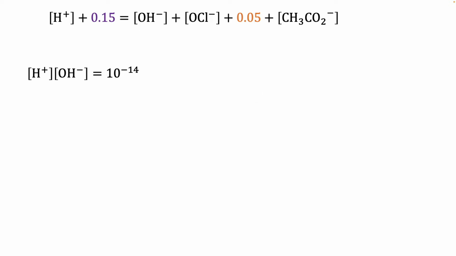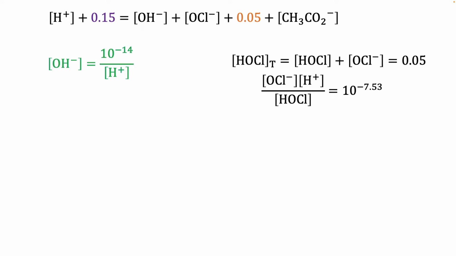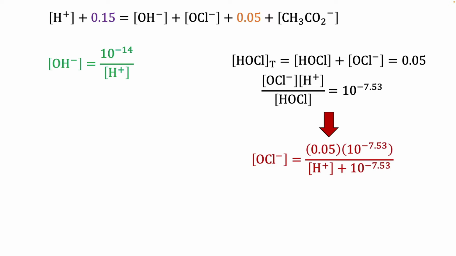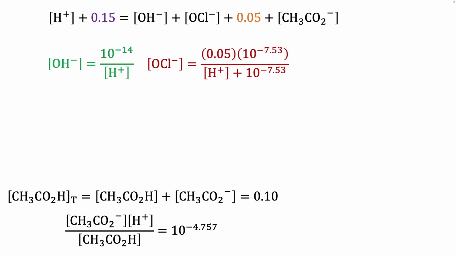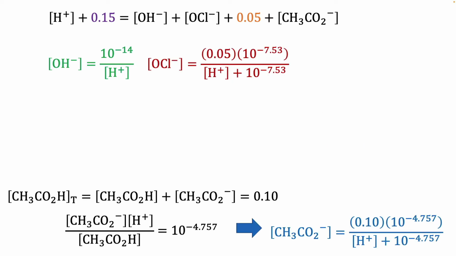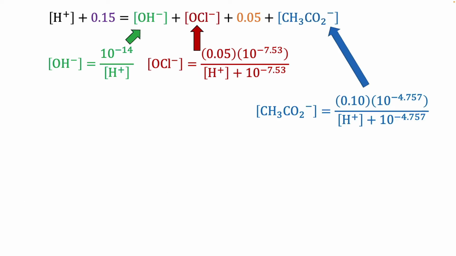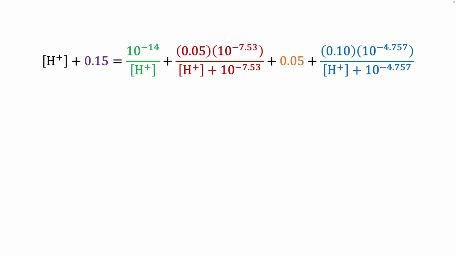and we found that we can use this equation to come up with an expression for OH minus. We can use these 2 equations to come up with a formula for OCl minus, and then we can use these 2 equations to come up with a formula for acetate. So we can now plug those all into our charge balance equation, and we get this.